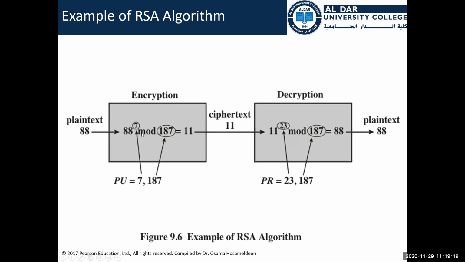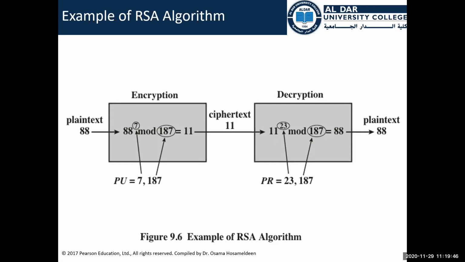We can use these calculations. We have 7 to the power 88, mod 187 to the power 7 mod 187. This is going to give us 11. Then we go to the other party, the receiver, the recipient side. Take 11 to the power 23 mod 187. This is going to give us back the plain text.